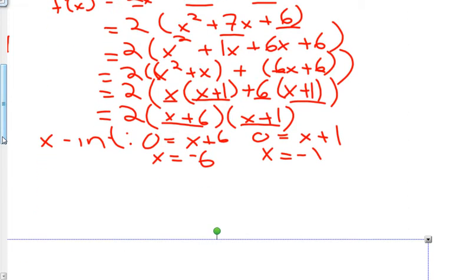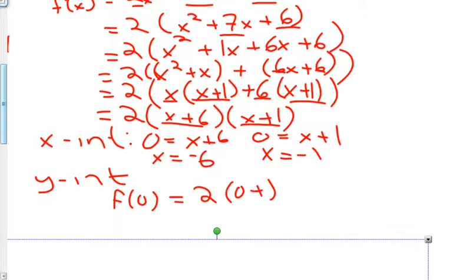My y-intercept can be found by setting the value of x to 0. So f of 0 is equal to 2 times 0 plus 1 times 0 plus 6. That is equal to 12. So my y-intercept is 12.